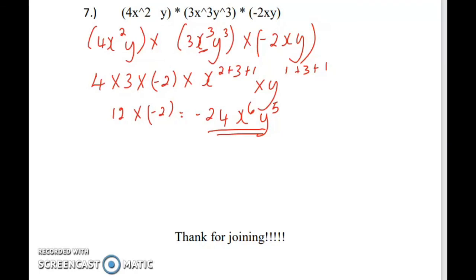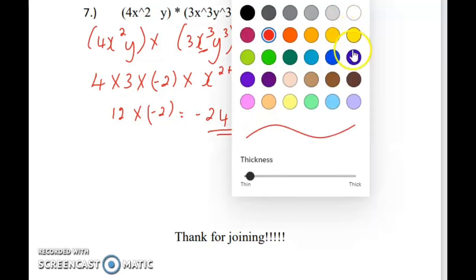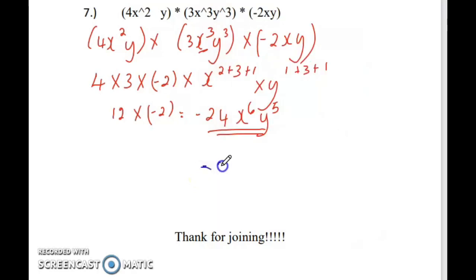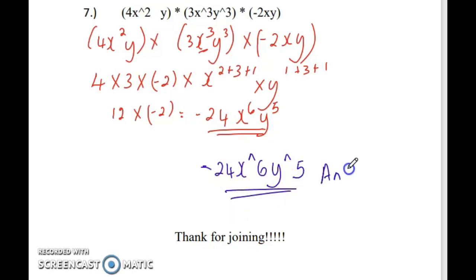And you can rewrite it using your symbols. So if you're going to use your symbols, make sure you have your sign. Negative 24 x raised to the 6 y raised to the 5th power. And if you realize, there's no space between my answers, right? So you make sure you type it just as it is.